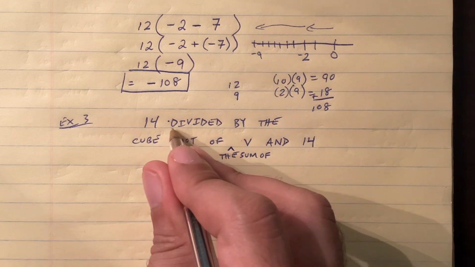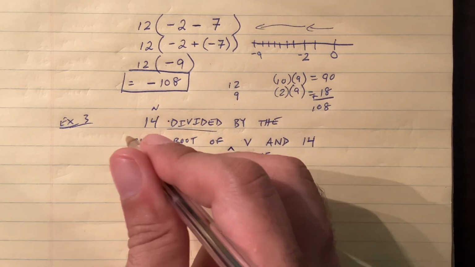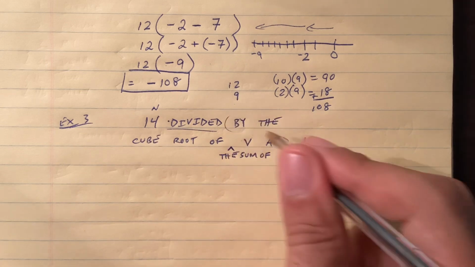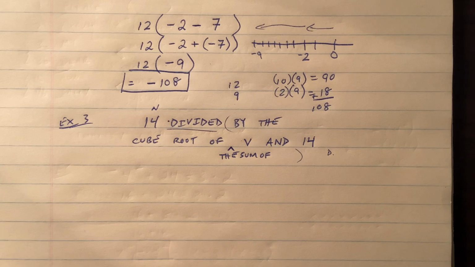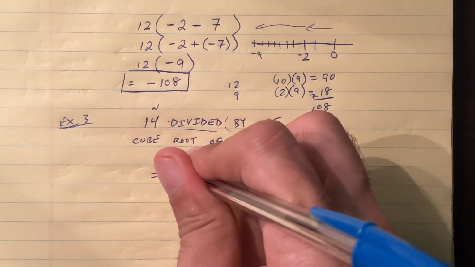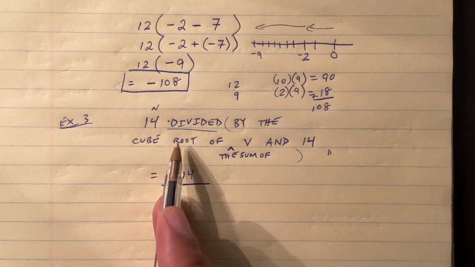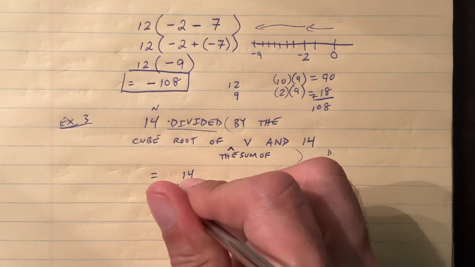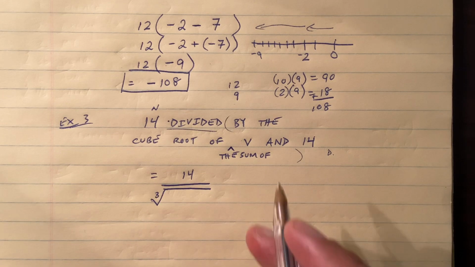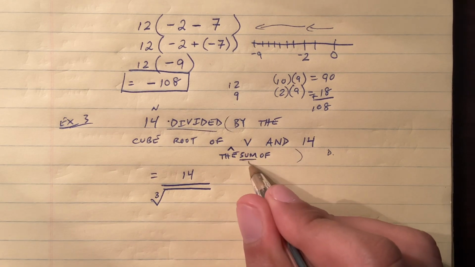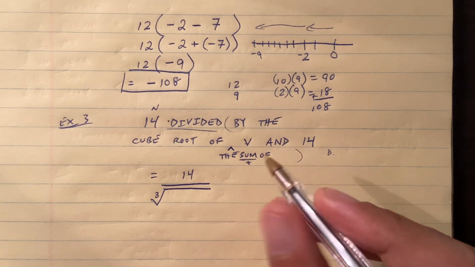So we see divided by. That's going to separate our numerator, which is the 14, and everything that comes after the divided by is going to be in the denominator. So we're at 14 divided by, remember how we write our cube roots, we're going to have a tiny 3 as the index. And then the sum means addition. We're going to add, well, what are we adding? The two terms, v and 14.